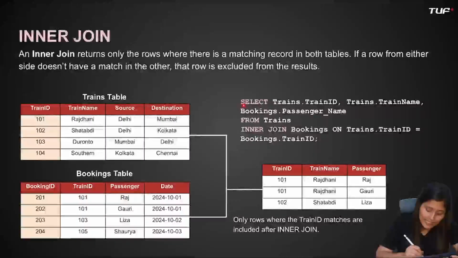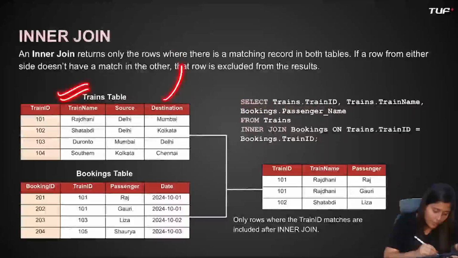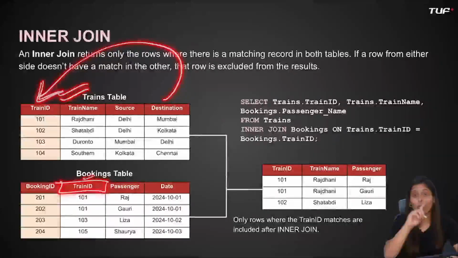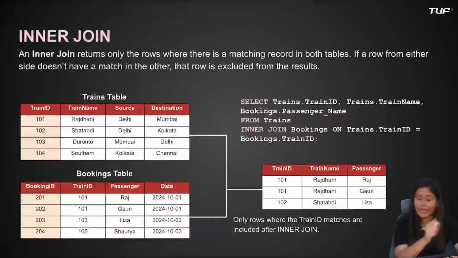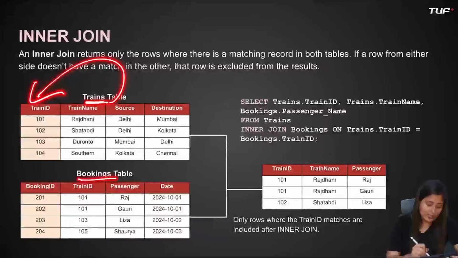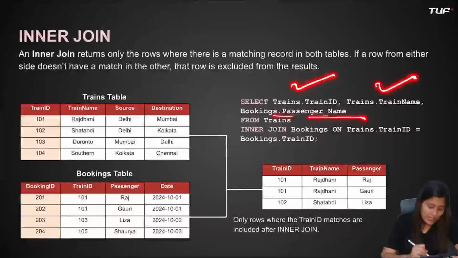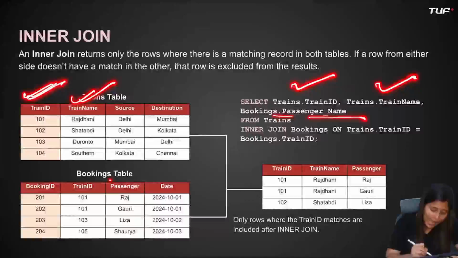So we'll first write select trains.train ID, because we have two tables. Why are we writing so? Because train ID is the attribute which is common in both the tables. So to specify it, we'll write it with table name dot train ID. So we'll be selecting trains.train ID, trains.train name, and bookings.passenger name. So from the trains table we select train ID and train name, and from the bookings table we select the passenger name.